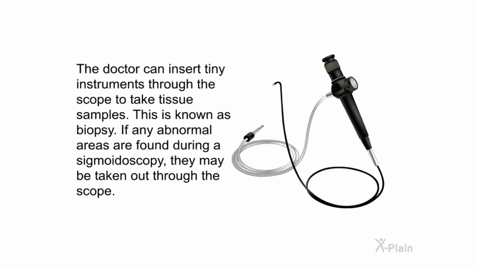The doctor can insert tiny instruments through the scope to take tissue samples. This is known as biopsy. If any abnormal areas are found during a sigmoidoscopy, they may be taken out through the scope.